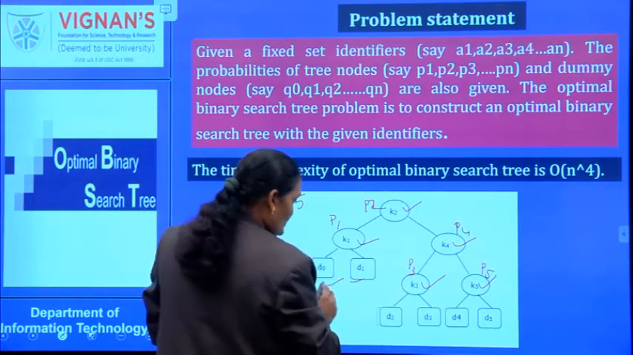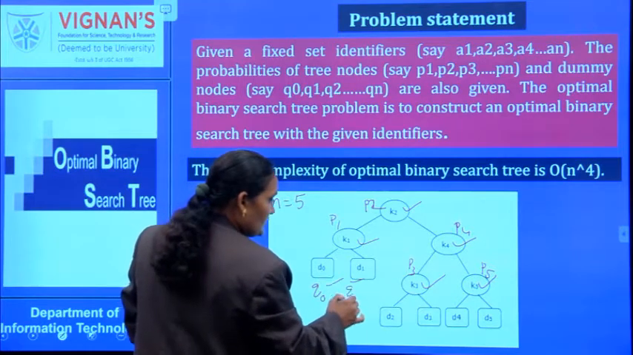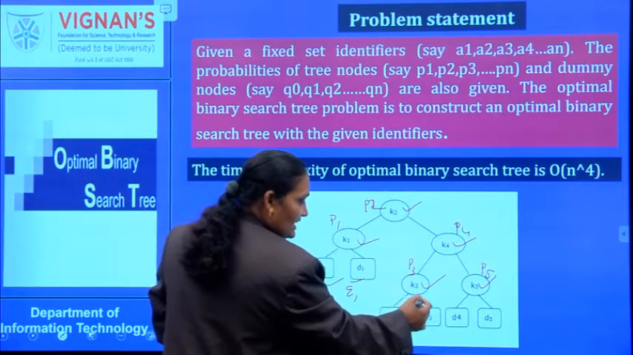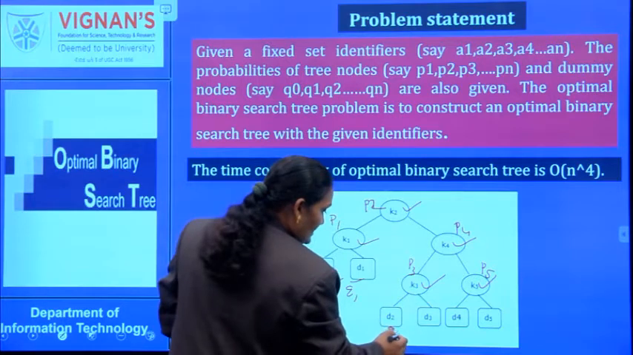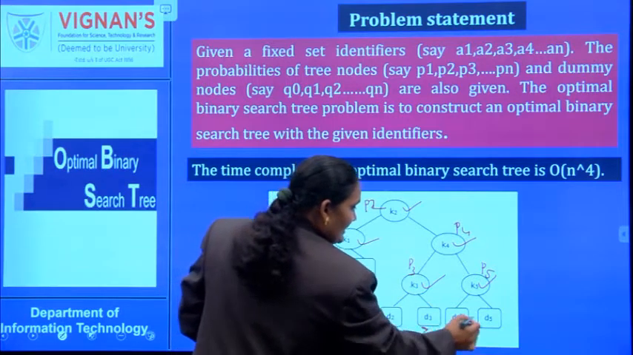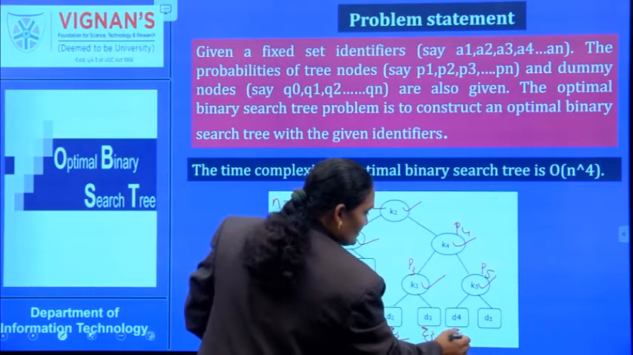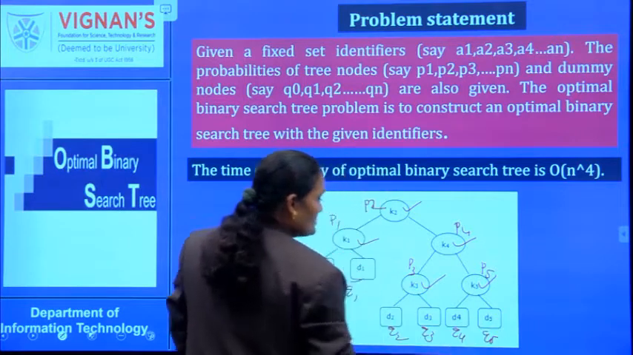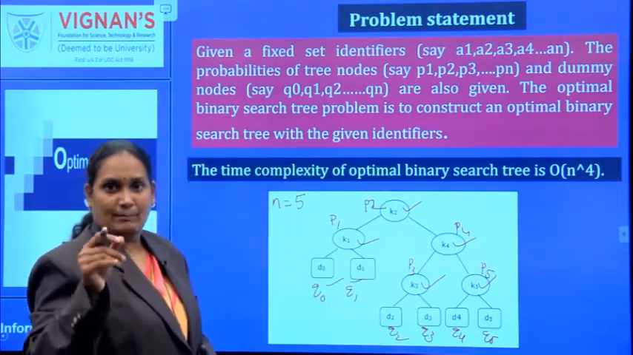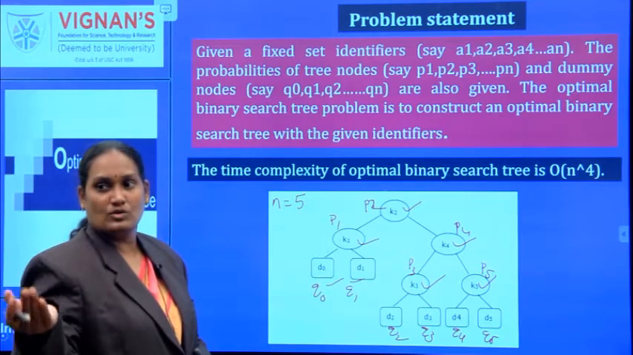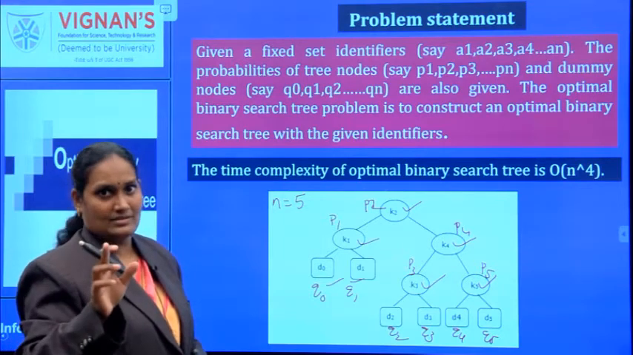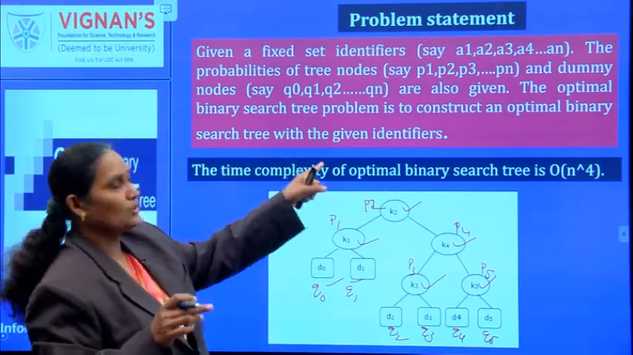And corresponding to this, which are represented with Q0, Q1. And corresponding to this one, we have 2 dummy, which are nothing but Q2, Q3. Here corresponding to this we have 2, which is Q4 and Q5. So always when compared to the key nodes, the dummy nodes are present 1 extra. So that's why we have Q0 to Qn.